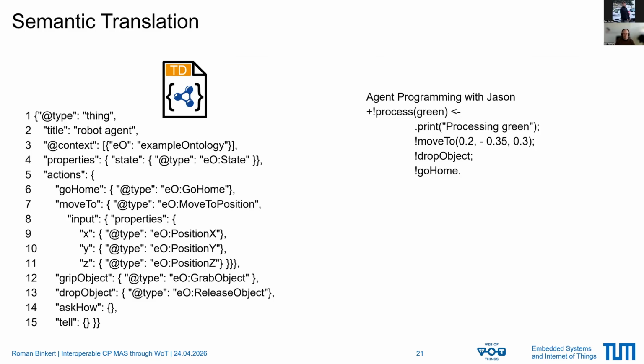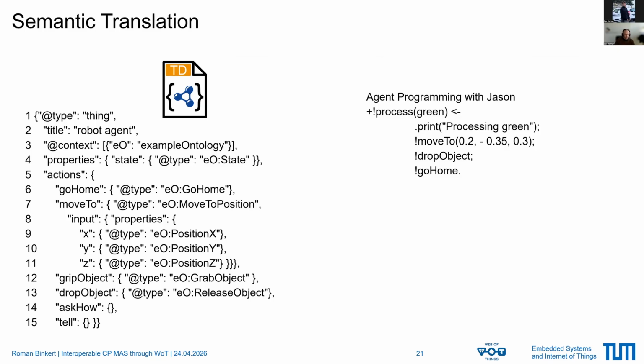It wants to move to a position, it wants to drop an object, and then it wants to go home. This is its internal naming. Like this, it's not translatable to any other agent or any other device, basically.